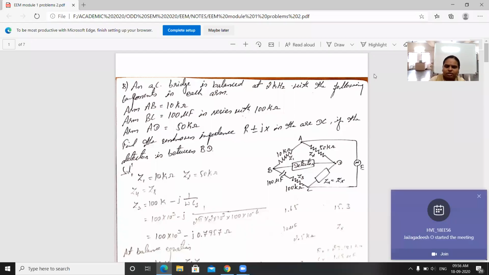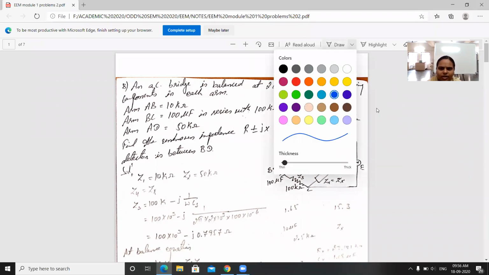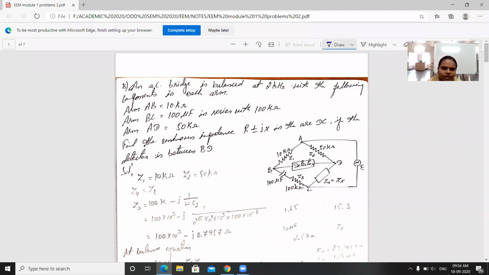Okay, today we will discuss problems on bridges. Okay, here a problem is given for us. An AC bridge is balanced at 2 kilohertz with the following components in each arm.